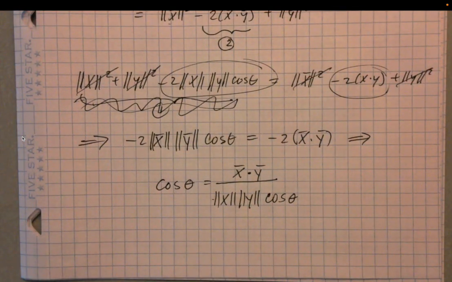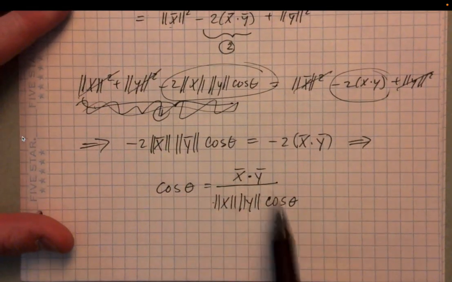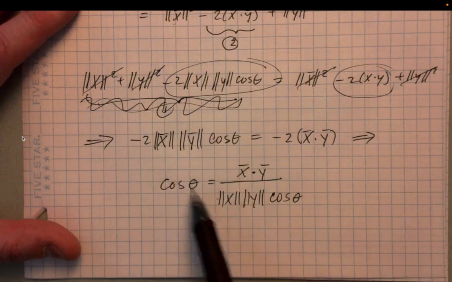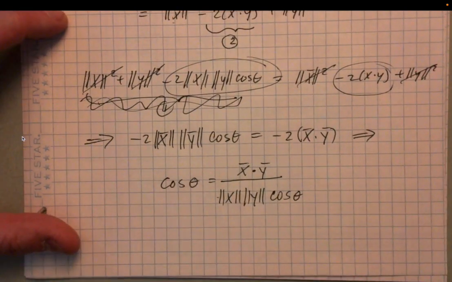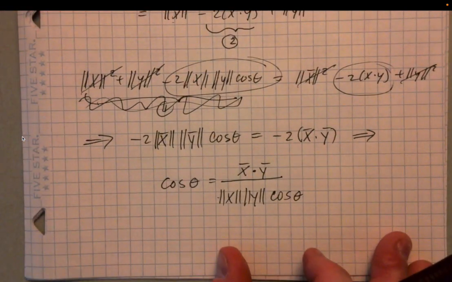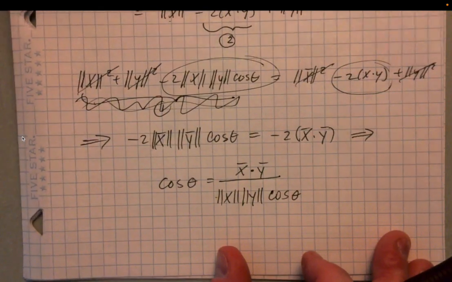Okay, and so x and y are two vectors in the plane. They share the same initial point, but obviously they have different terminal points. Theta is the angle between them. And so this formula will allow us to find theta, the angle between them. Okay. Let's do an example. Let's see how we can use this.